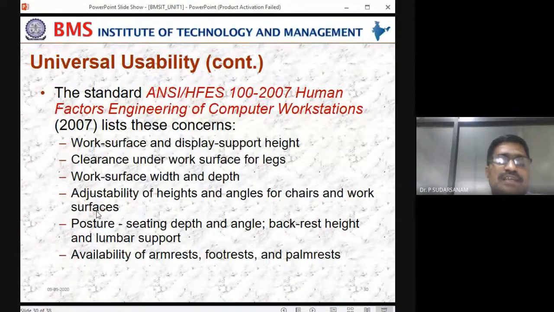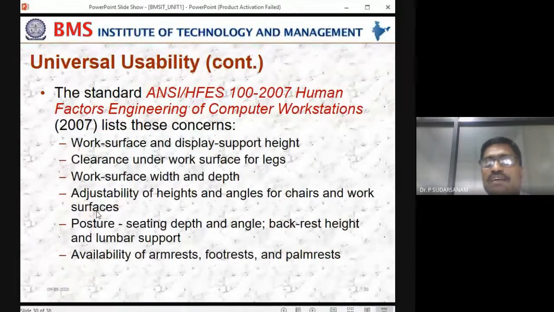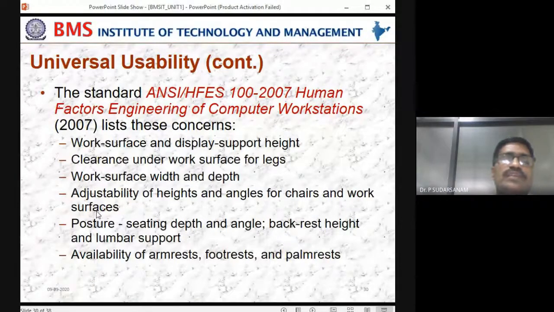Next one is adjustability of the height and angles of chairs and work surfaces. Posture, seating depth and angle, backrest height and lumbar support. The last one is availability of armrest, footrest, and palm rest. So these are all things you have to maintain according to the standards of universal usability.